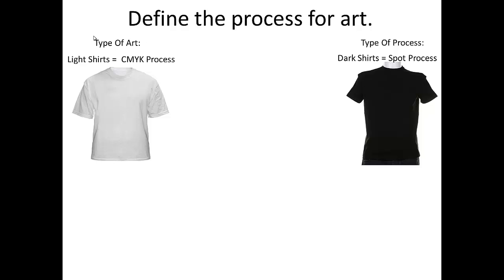So on light garments, the reason why CMYK works is it's the same reason your computer printer only prints on white paper. Cyan, magenta, yellow, and black ink is transparent ink. It's supposed to mix together wet on wet to create all sorts of different colors in the rainbow spectrum.